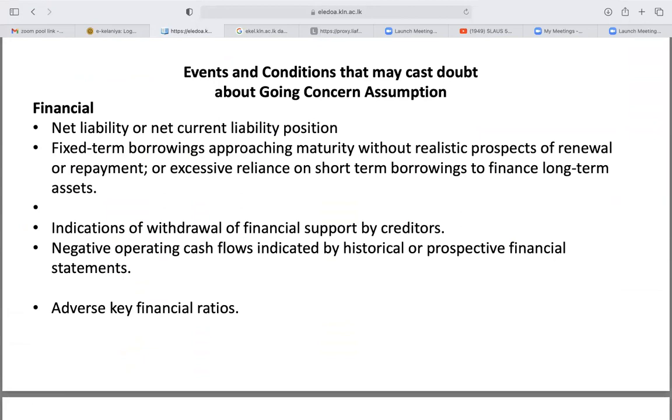So there are some conditions or events that may provide some sort of evidence against the going concern assumption. The financial conditions or events: net liability or net current liability positions. So sometimes we have a higher number of liabilities, a higher number of net current liabilities. That means we are in an illiquid position, right? In Sri Lanka now we are actually in a very bad situation. There is a going concern issue, right? We do have a higher number of liabilities than assets, right?